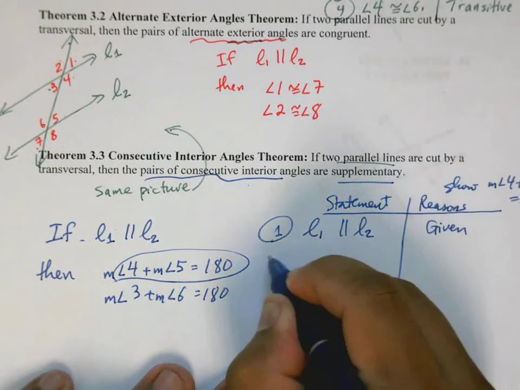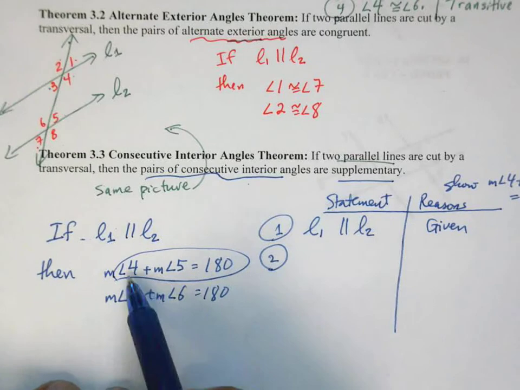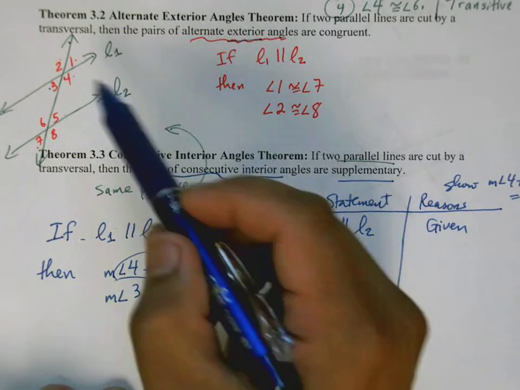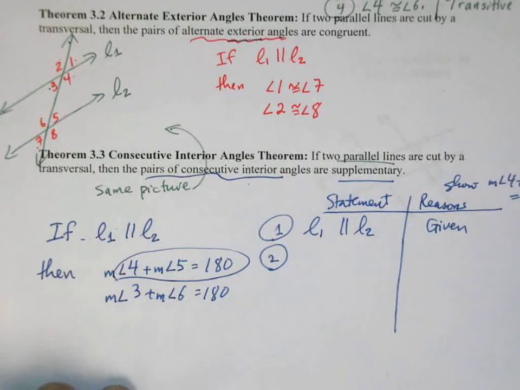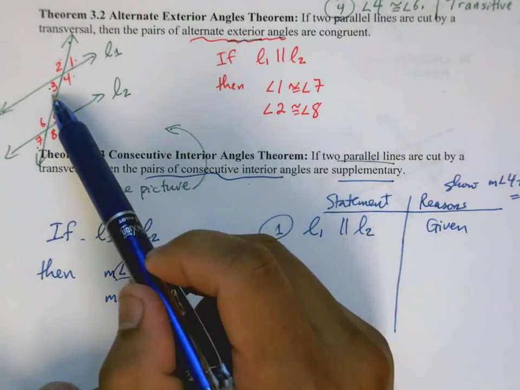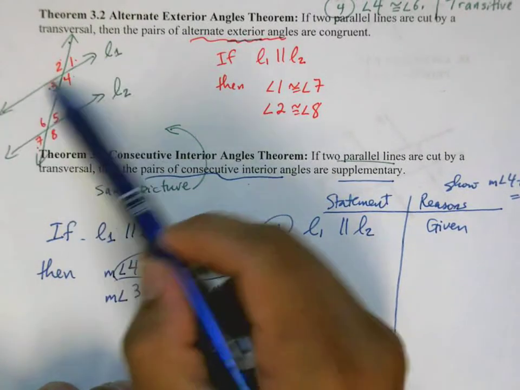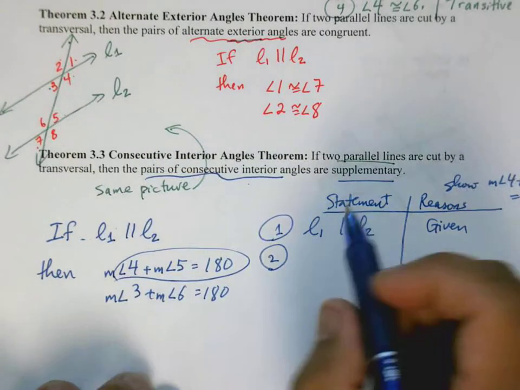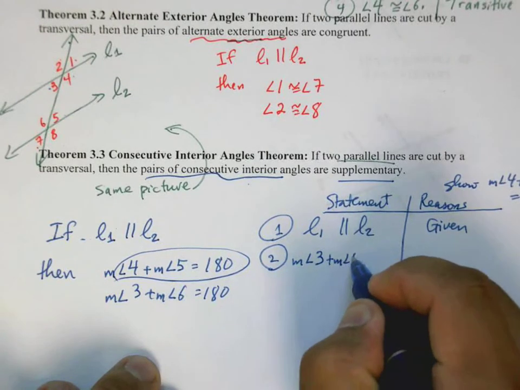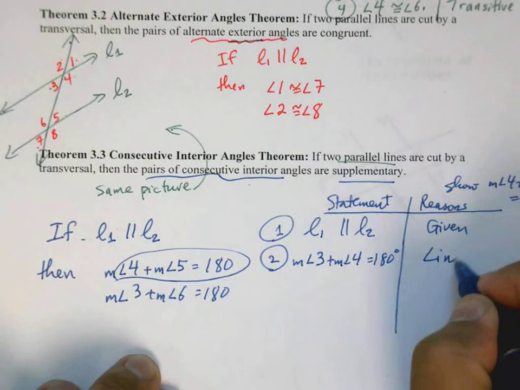2, because this is a statement about angles that add up to 180, I'm going to pick angle 4. If you can see from the picture here, 3 and 4 form a linear pair. They form this straight line here. So they have to be 180 degrees. So I'm going to say measure of angle 3 plus the measure of angle 4 equals 180 degrees. And they form a linear pair. And that's my reasoning.